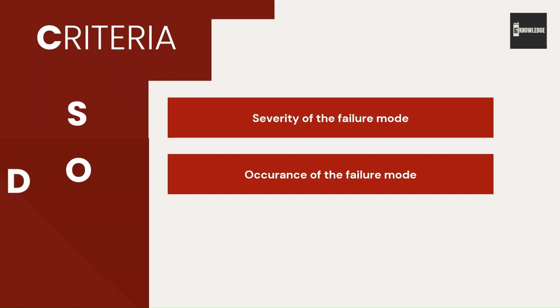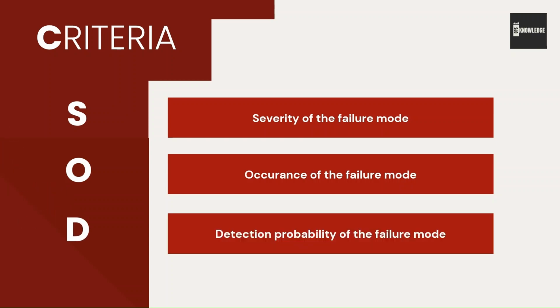D stands for detection probability of the failure mode. So, how easily are you able to detect the failure mode, or is it quite difficult for you to detect it properly? S, O, and D all range between 1 and 10. For S, if it's least severe, it will have a score of 1. And if it's highly severe or very dangerous to your process, it will have a value of 10.